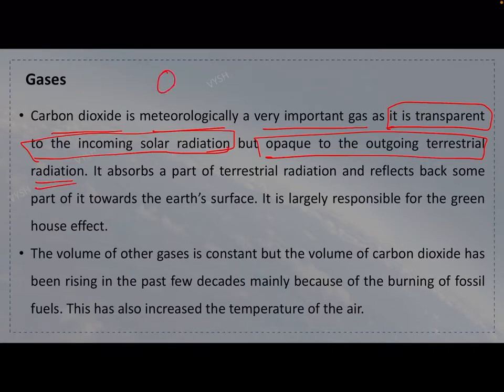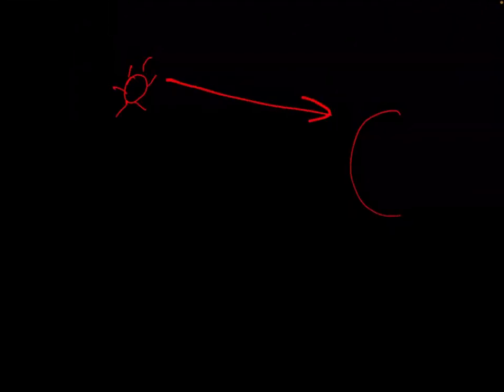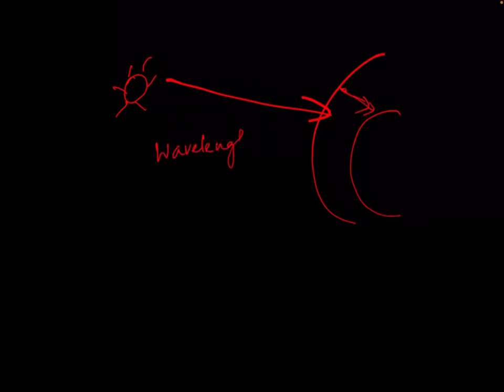For example, if we consider this as the sun and this as the earth, when the sun's radiation enters the atmosphere, the wavelength is a lot different. There is a difference in the wavelength. When it enters, it passes through this atmosphere, in which there is the ozone layer as well as different gases, and this ozone layer cuts down the UV radiation and very harmful kinds of radiation. After that it reaches the earth.